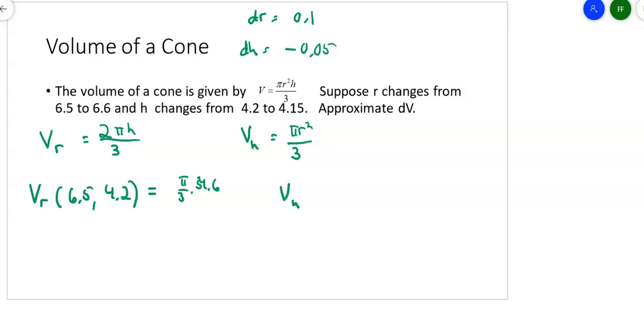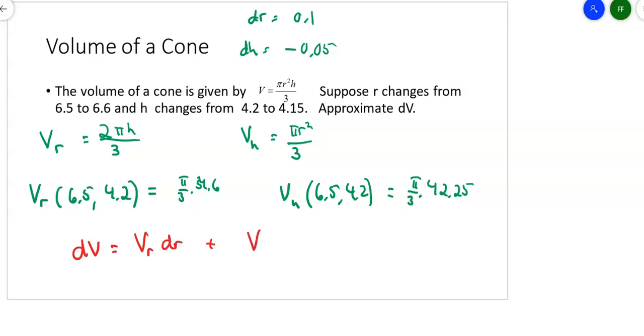The partial with respect to h evaluated at 6.5, 4.2 is going to be pi over 3, and then I ran the calculations in the second part. The 4.2 squared over 3 gives me 42.25. Well, the change in volume is going to be a combination of two things. The change in volume is going to be how much the volume changes with respect to r times the change in r, plus the partial with respect to h times the change in h.